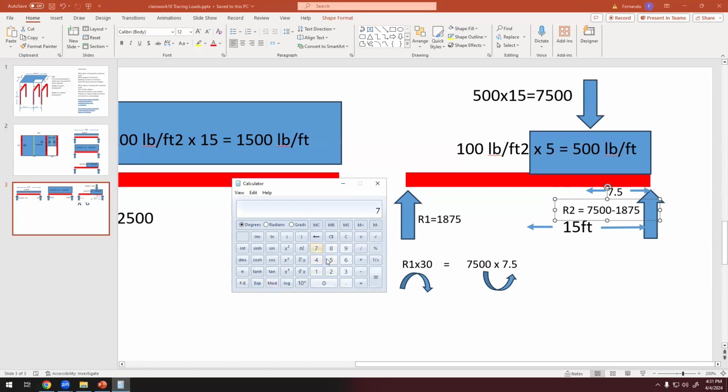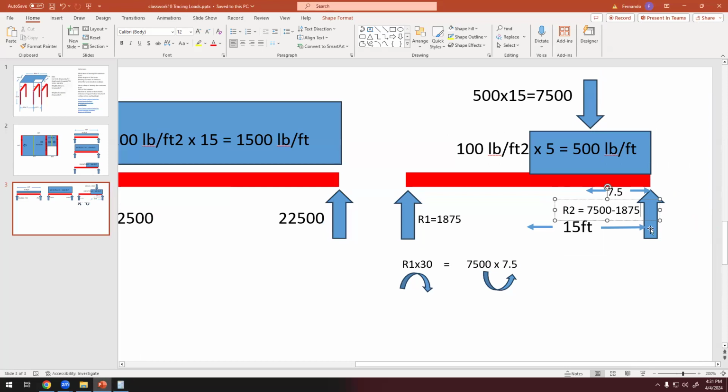This is 7,500 minus 1,875. 5,625. So that equals 5,625. Okay, it makes sense. This is greater than this one because it's closer to the load itself. So this reaction is more significant than this reaction because it's closer to the load.